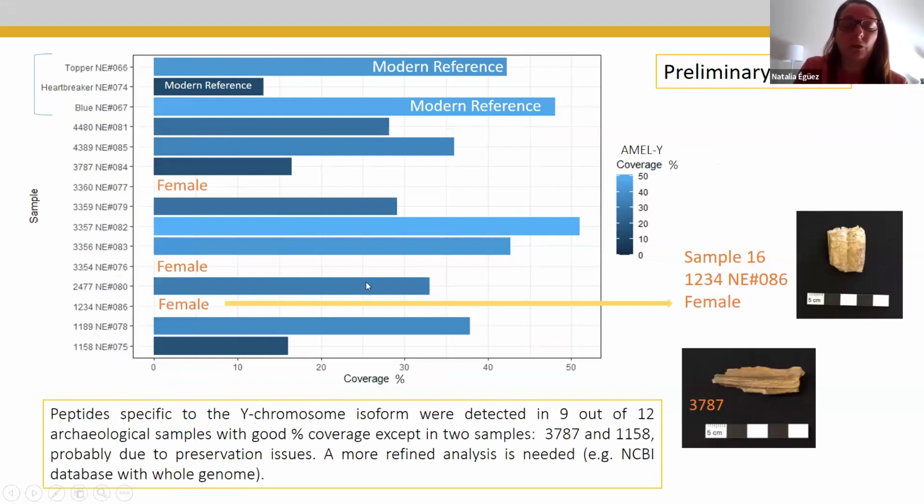So this is the result. It's very preliminary, but from the 12 samples that we analyzed, 9 are males, 3 are females, and these 3 are males that we collected for modern reference because we wanted to have secure proteomes from the Y chromosome to compare it. So recovery of the protein is quite high and is well preserved, except for 2 samples that are a bit lower than 20% of the coverage of the protein.